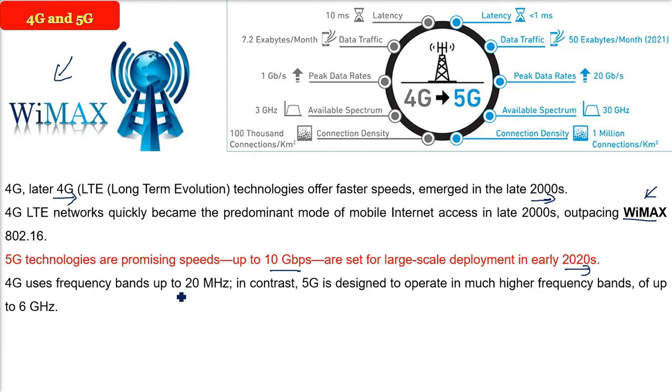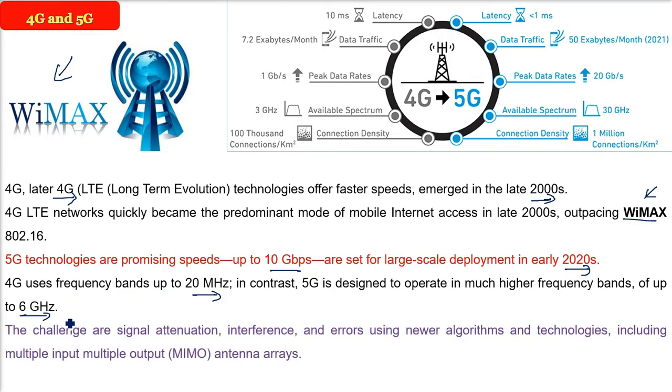4G uses frequency bands up to 20 megahertz. But 5G is designed to operate in much higher frequency ranges or bands, up to 6 gigahertz. See, 20 megahertz, and we are talking about 6 gigahertz. That is a high frequency.